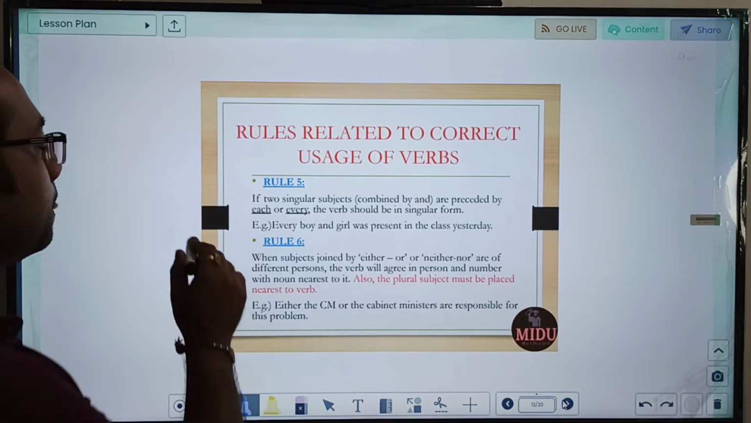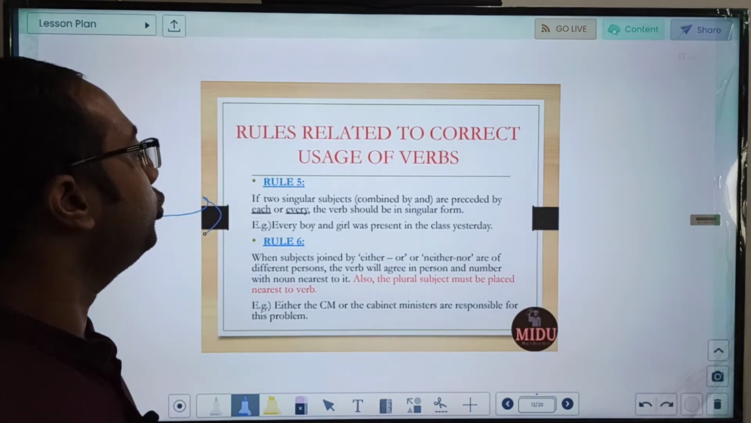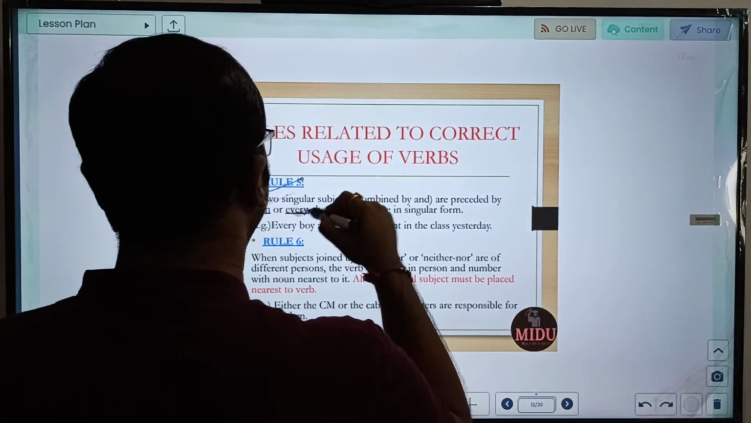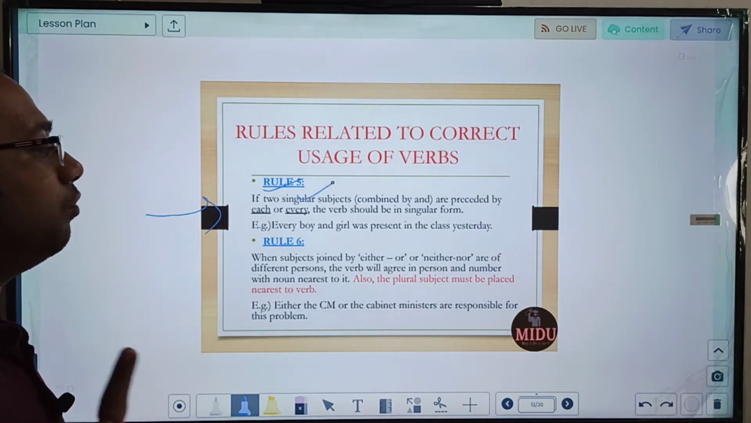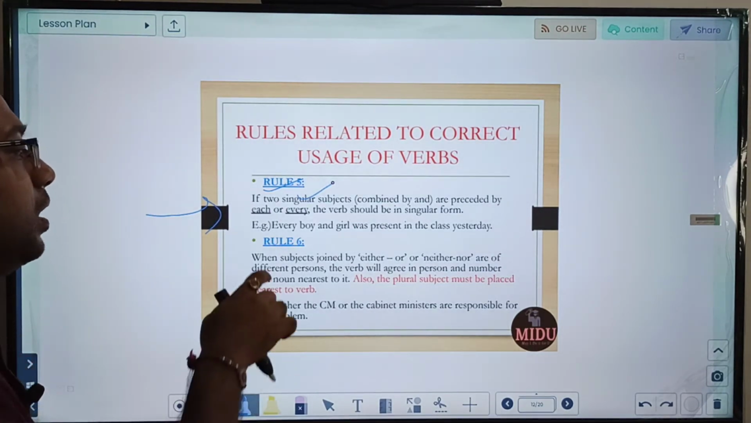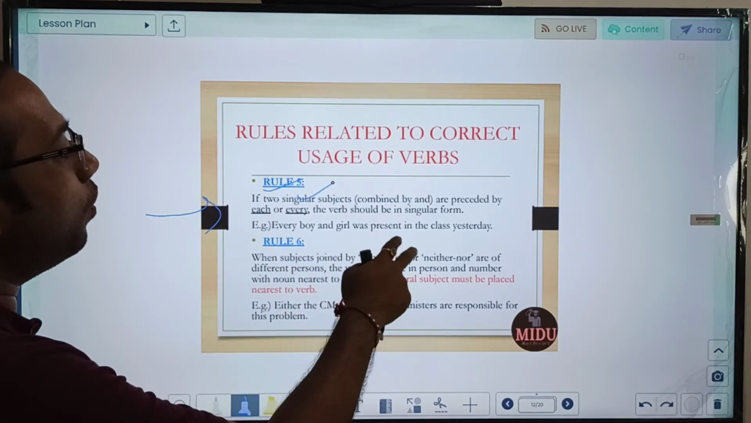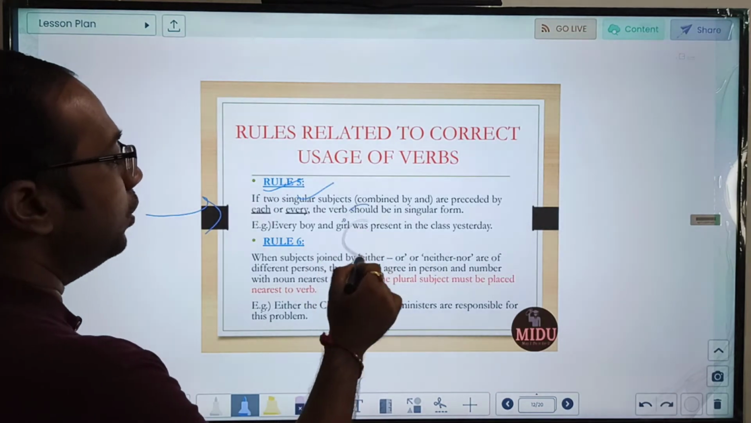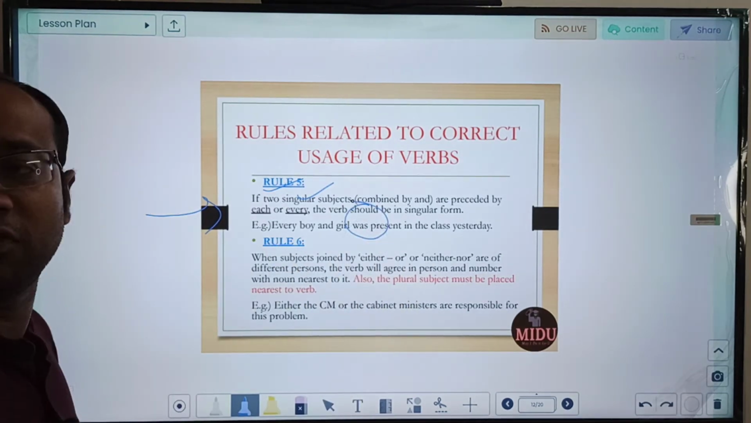Next rule, rule number 5. If two singular subjects combined by "and" are preceded by each or every, then whenever this each or every is there in the sentence, singular verb only. Why? Because in this we are pinpointing. So "Every boy and girl was present", or if we say even "Each boy and girl was", it will not be "were". So with each and every, a singular verb will be used.